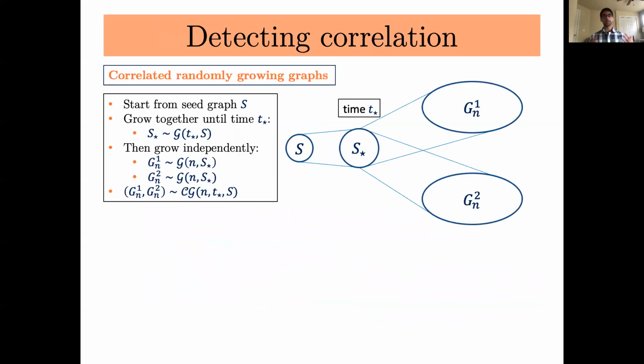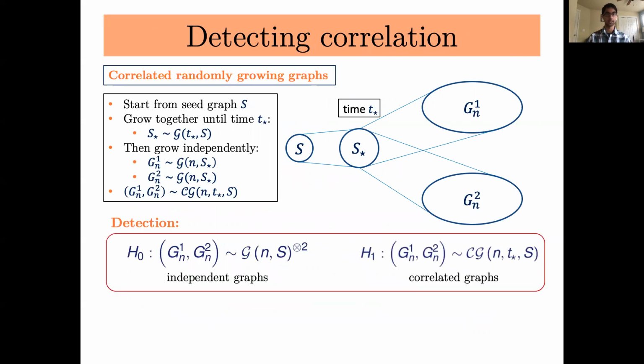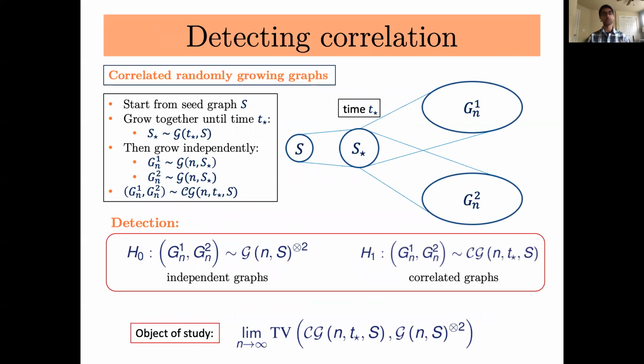All right, so coming back to our study of correlation in randomly growing graphs, we'll first address the problem of detecting correlation in a pair of graphs. This can be phrased as a hypothesis testing problem. In the null hypothesis, the two graphs are independent, and in the alternative, the two graphs are correlated. The natural thing to look at is the total variation between these two distributions. The total variation is going to be positive if and only if we can find a hypothesis test that can distinguish between these two hypotheses.